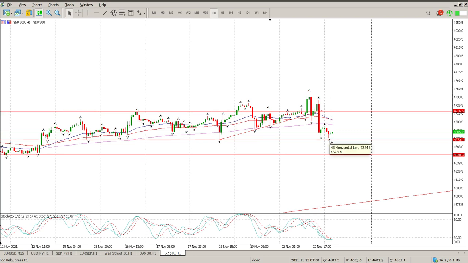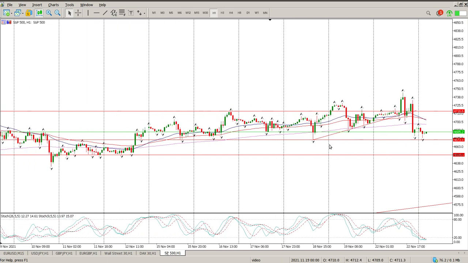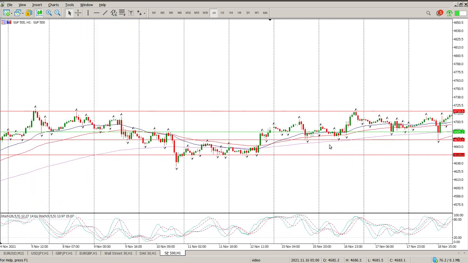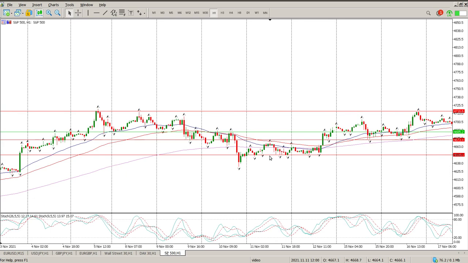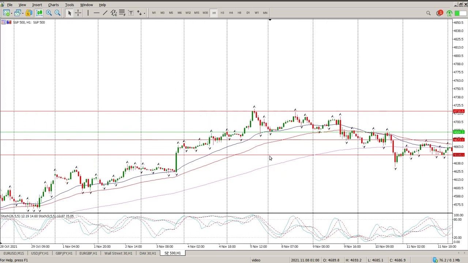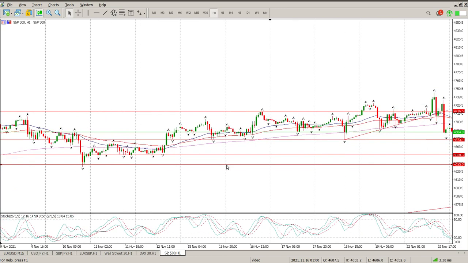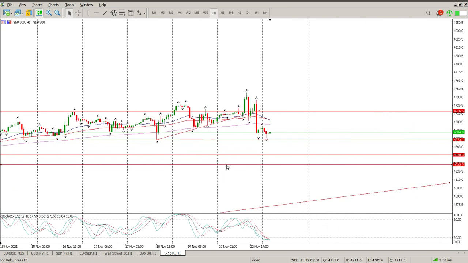Clear break here of 46.73. I'm not so sure we'd continue any further down than this level here at 46.50. Worst case scenario would be a move down to this area here at 46.35, and anything worse than that would be 4600, a retest of 4600. So that's kind of the view that I've got at the moment. So if we do break this, then that's what I'm expecting.